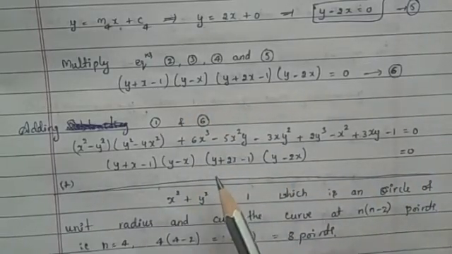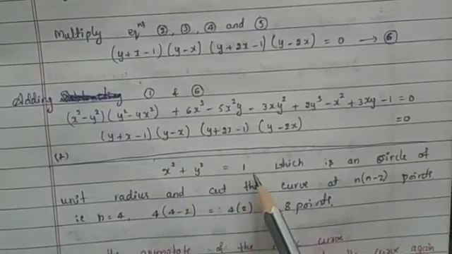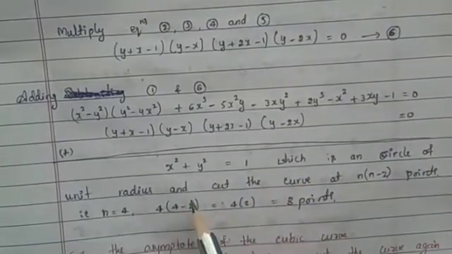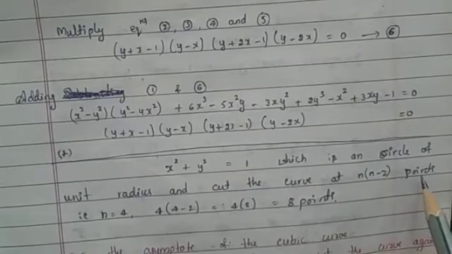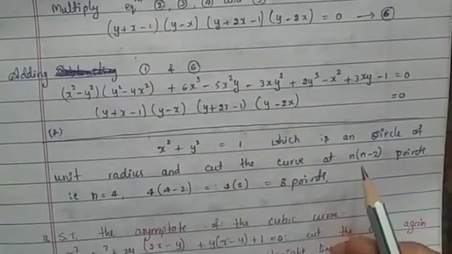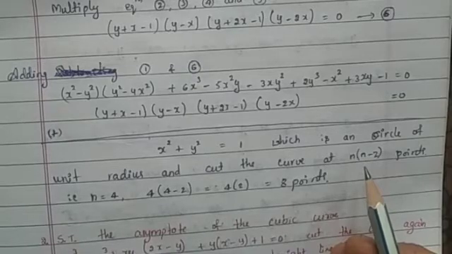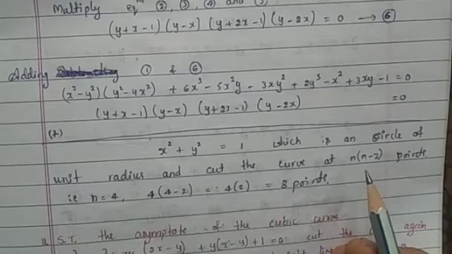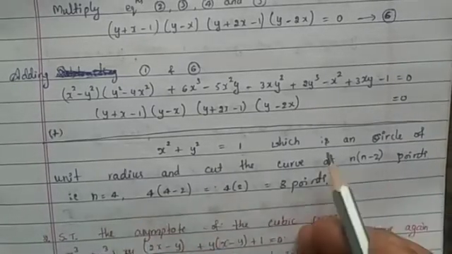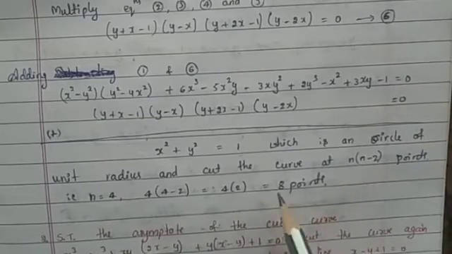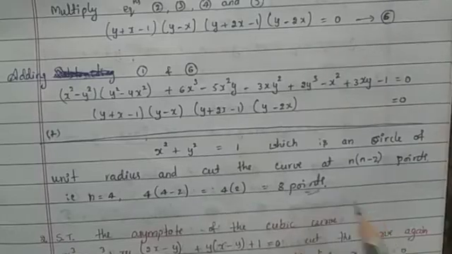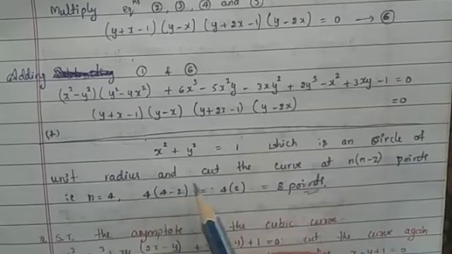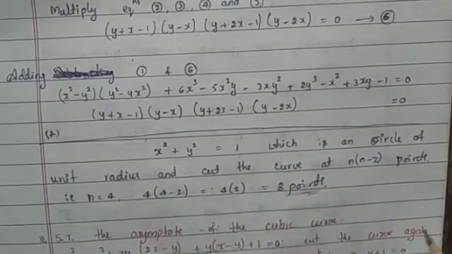You add both the equations, you get x square plus y square is equal to 1. It is the equation of a circle of unit radius and it cuts the curve at n into n minus 2 points. The n value is 4, because in the given equation of the curve, the highest degree is 4. So n is equal to 4. You put n as 4, you get 8 points. So we say x square plus y square is equal to 1, which is a circle of unit radius, cuts the curve at 8 points.